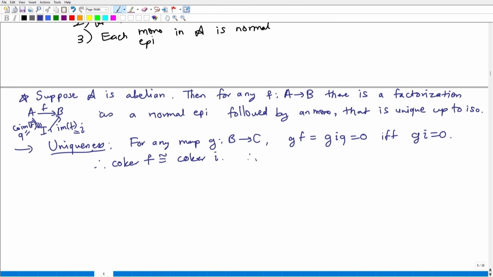Okay, so therefore, as subobjects of B, I is isomorphic to, oh sorry, I think I'm making a mistake here. I should not have written this. I should say that suppose there is a factorization, and then I'm doing it for this.